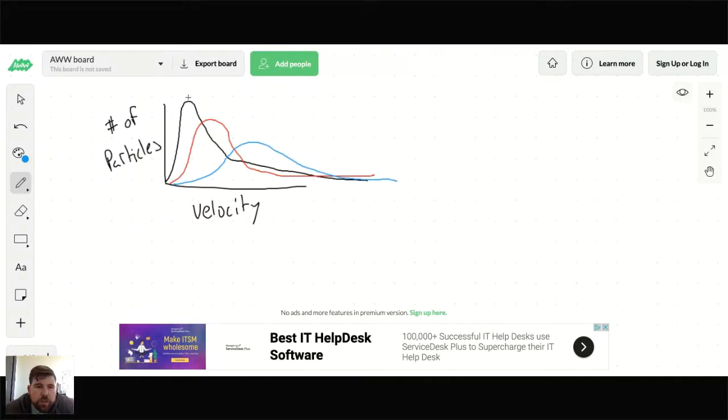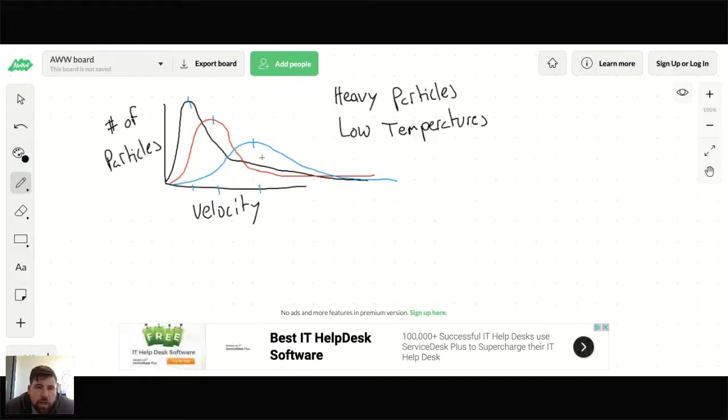So notice, first off, the peak's height changes, but the average velocity increases as you go from black to red to blue. Two things can do that. Heavier particles move slower, so heavier particles will be represented by the black line. And also low temperatures will be represented by the black line. That black line is basically saying you have a larger amount of particles that are moving more slowly. And that's true for both of these statements, for large particles or particles at lower temperatures.